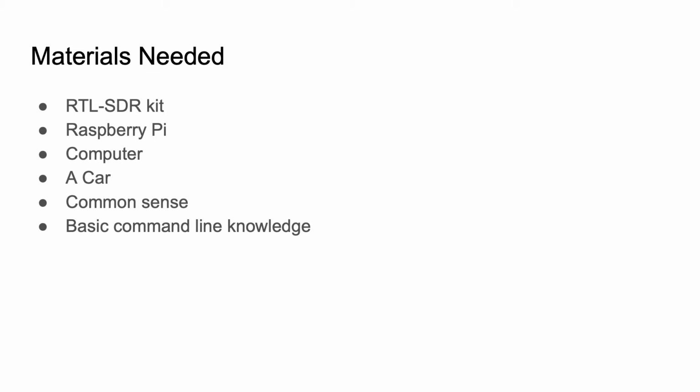In this demonstration, I'm going to be using a Raspberry Pi 2. You can use whichever one you would like. Onboard Wi-Fi isn't necessary, although later on you may want to use a Wi-Fi dongle with it. Third thing you're going to need is a computer. Fourth thing is a car. The fifth thing is a bit of common sense. And the sixth thing is basic command line knowledge.